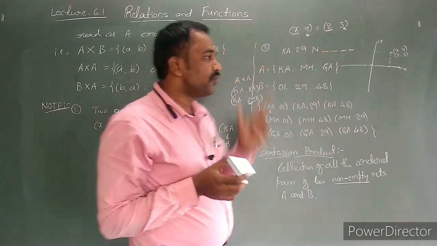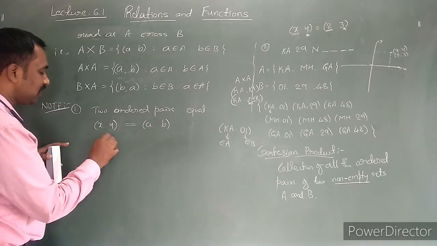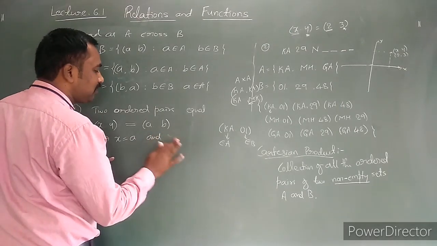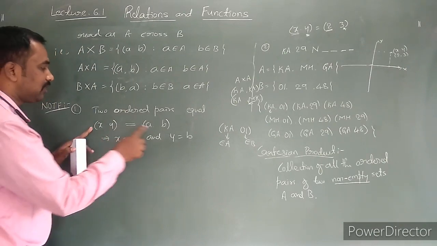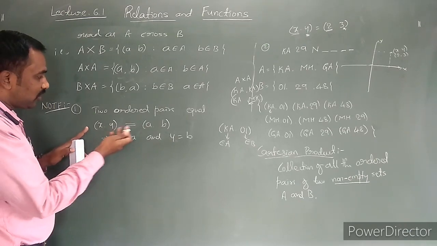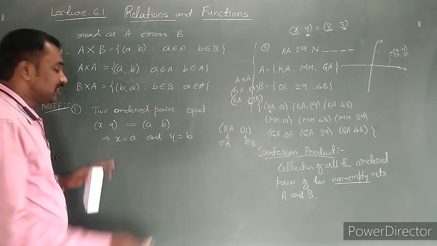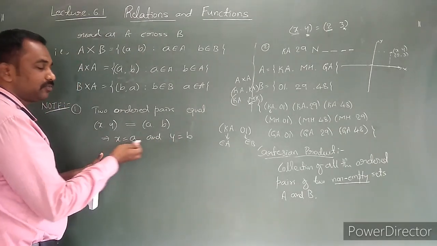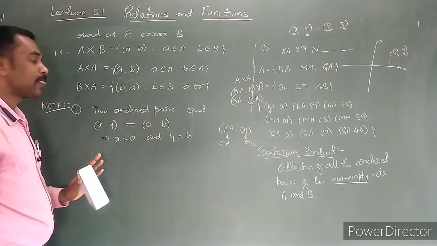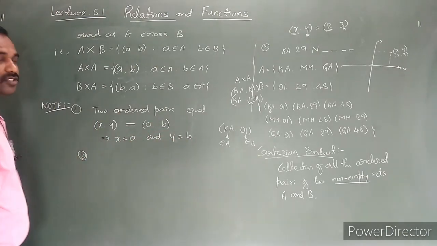Are you clear? When the first elements of the ordered pairs are equal, as well as the second elements of the ordered pairs are equal, then we can say that two ordered pairs are equal. If two ordered pairs are equal, then write first element equal to first element, second element equal to second element. Vice versa, two ordered pairs are equal whenever their corresponding elements are equal. This is the first note.